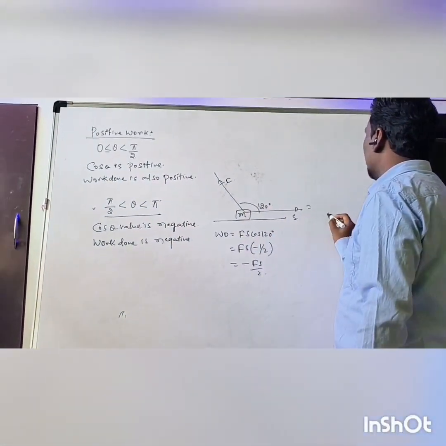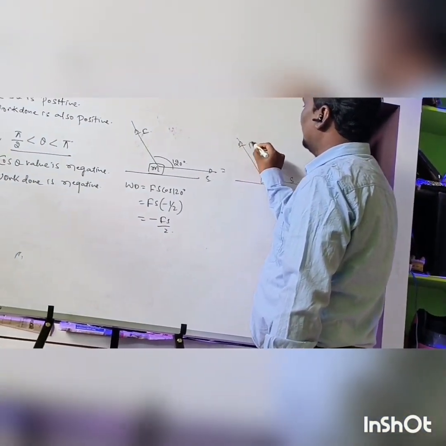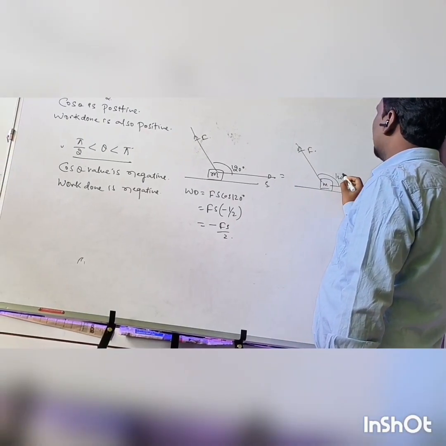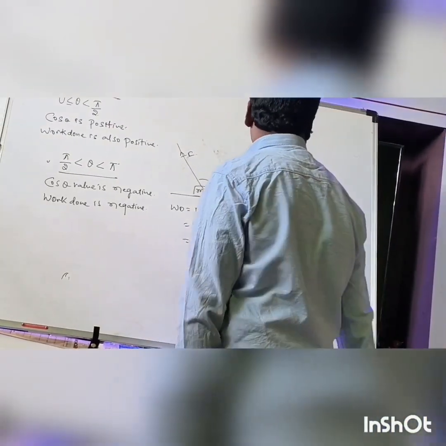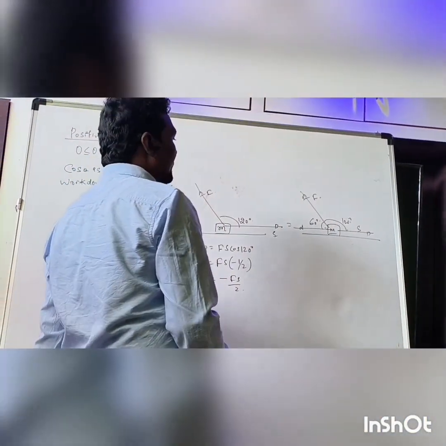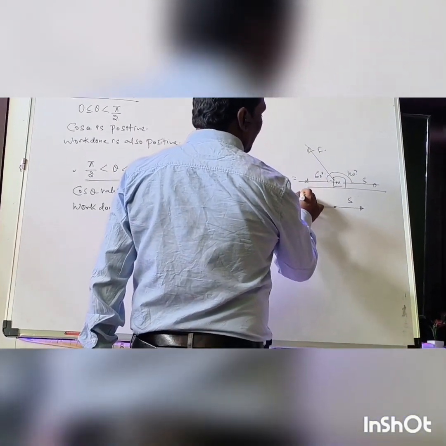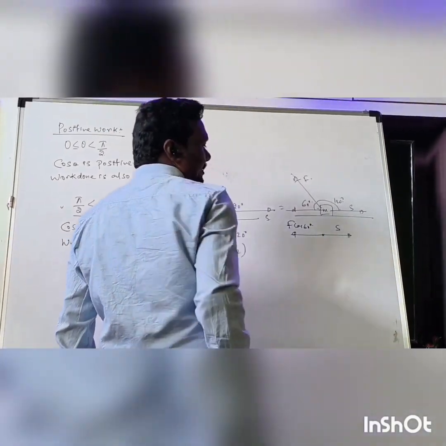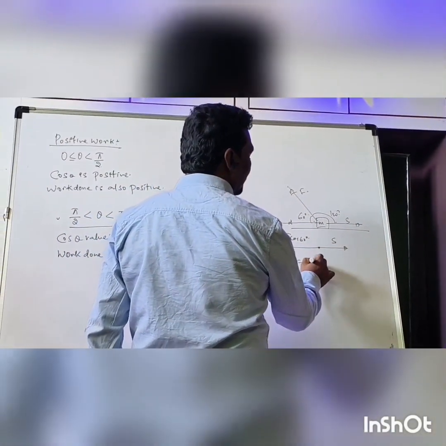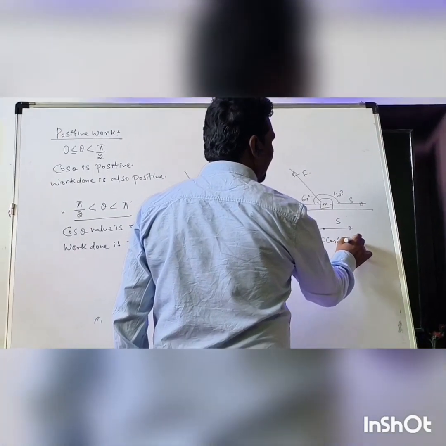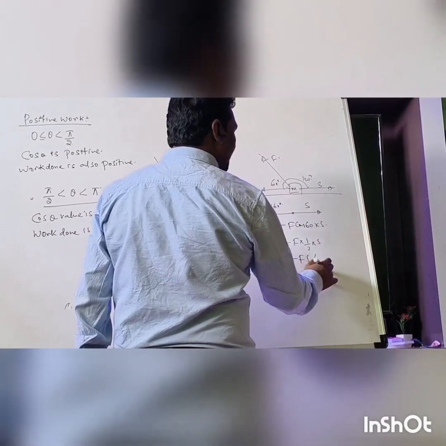I can write it like this. This is S, this is F. Let us say this is 120 degrees, and this is 60 degrees. Now here, displacement is in this direction and F cos 60 is in the opposite direction. So the angle between F cos 60 and the displacement is opposite. Then work done is equal to minus F cos 60 into S, that is cos 60 is 1 by 2, so minus Fs by 2.